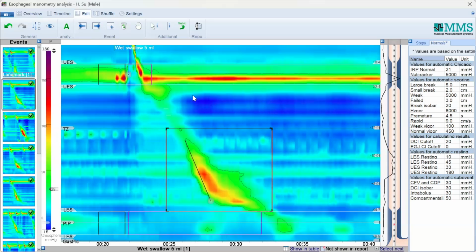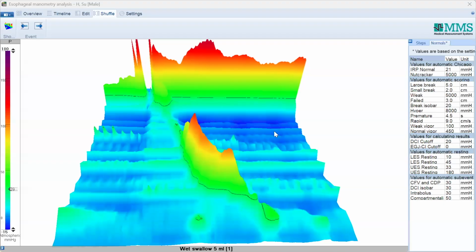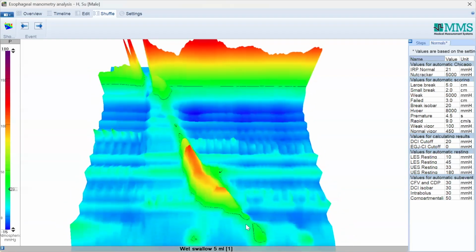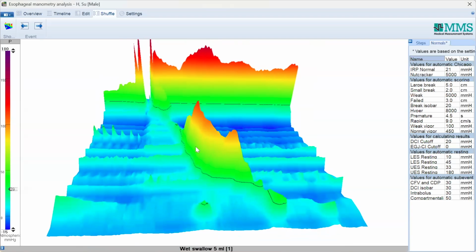I will show you one thing here, which I think will help us understand very well how the contraction works. This is the UES, this is the relaxation, and you can see it's like a mountain, with heights. Fantastic. So when we make the calculation for the DCI, it means we are just doing mathematics.